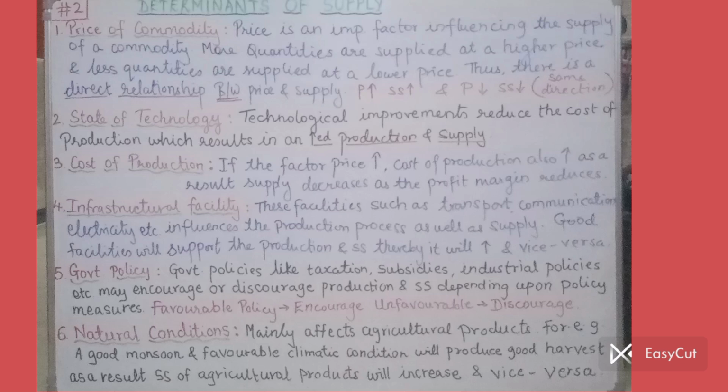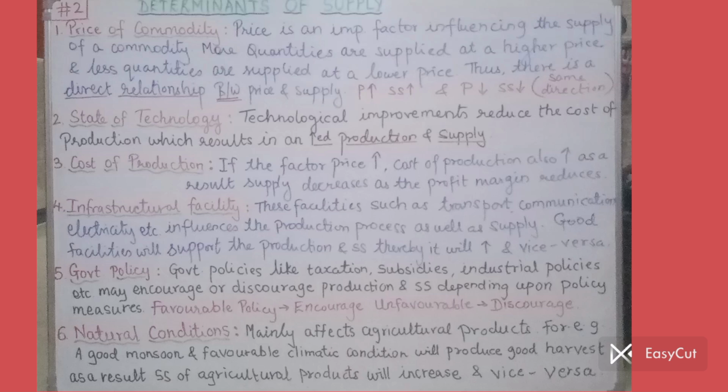So what happens is, at a higher price you will find more profit, and at a lower price your profit will be less, and hence more quantities are supplied at a higher price considering more profit, and lesser quantities are supplied at a lower price. So high price, higher supply; low price, lower supply. That means price and supply both move in the same direction. I have written on the board also with the red marker pen. So there is a direct relation between price and supply.